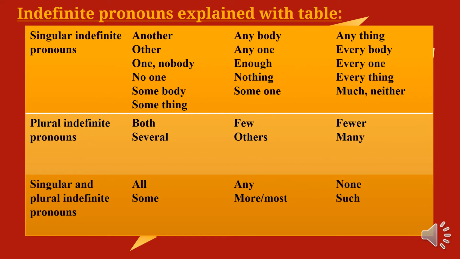Now let's understand indefinite pronouns with the help of a table. Well, the singular indefinite pronouns are another, other one, nobody, no one, somebody, something, anybody, anyone, enough, nothing, someone, anything, everybody, everyone, everything, much, and neither. The plural indefinite pronouns are both, several, few, others, fewer, and many. The singular and plural indefinite pronouns are all, some, any, more, most, none, and such.